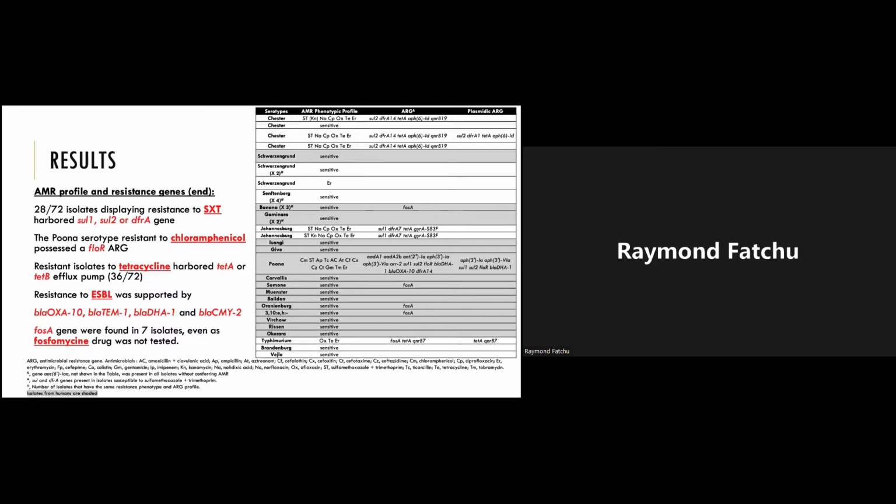Additionally, we saw that the Puna serotype was resistant to chloramphenicol, as it possessed a floR ARG. We also see a strong prevalence of TET A or TET B, resistant isolates to tetracycline. And we also observe the presence of genes such as BLE oxatane and BLE TEM1 and BLE DHA-1 and BLE CMY-2.